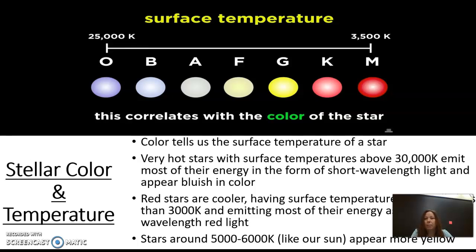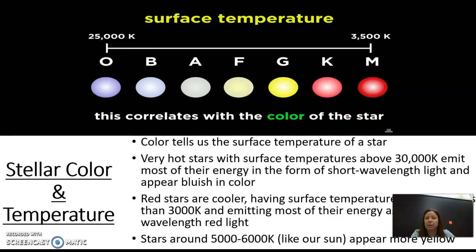When we talk about temperature and color, they are directly related. It's a correlation between the 2. Based on the color, we can tell the surface temperature of that star, give or take, obviously. Very hot stars with surface temperatures above 30,000 Kelvin emit most of their energy in short wavelength light. If you know your rainbow, you know that the blue-violet end of the spectrum is short wavelength. That's why they appear bluish in color. It's higher energy, giving off that blue or violet color.